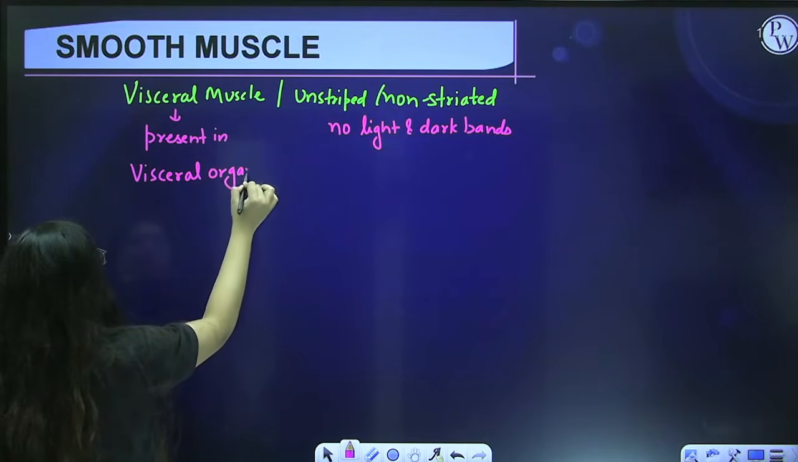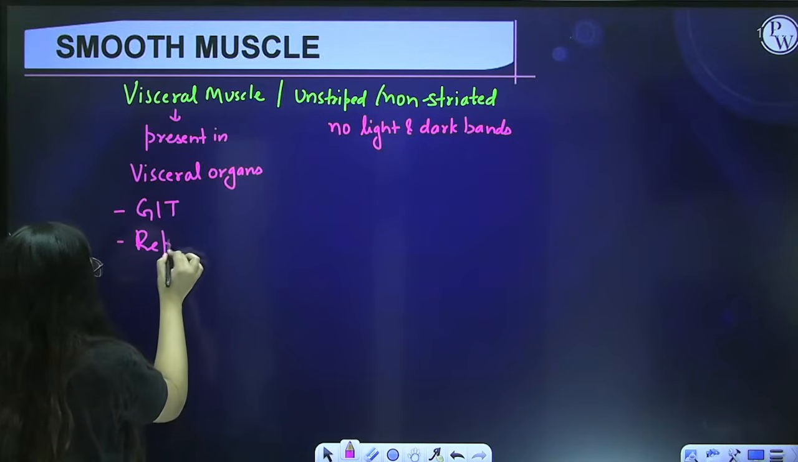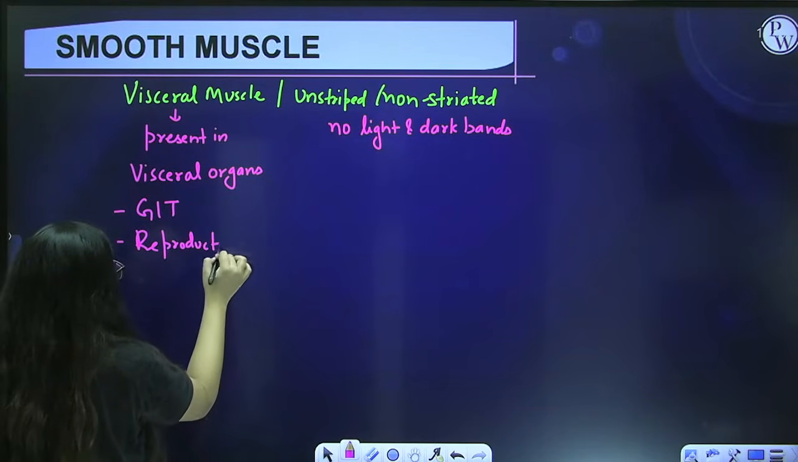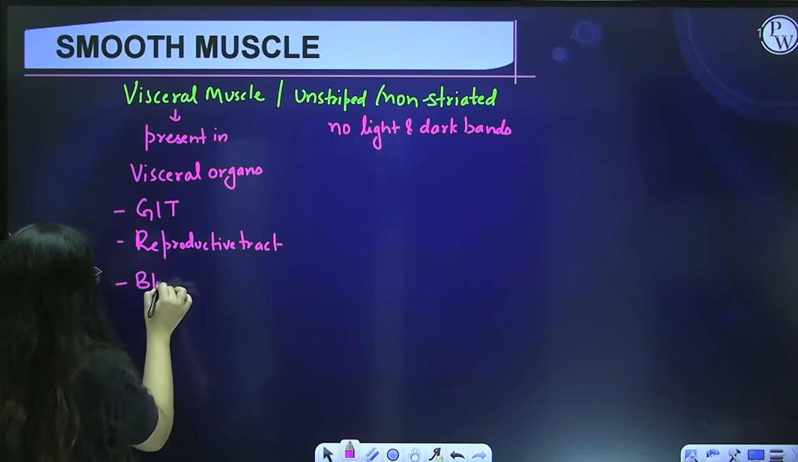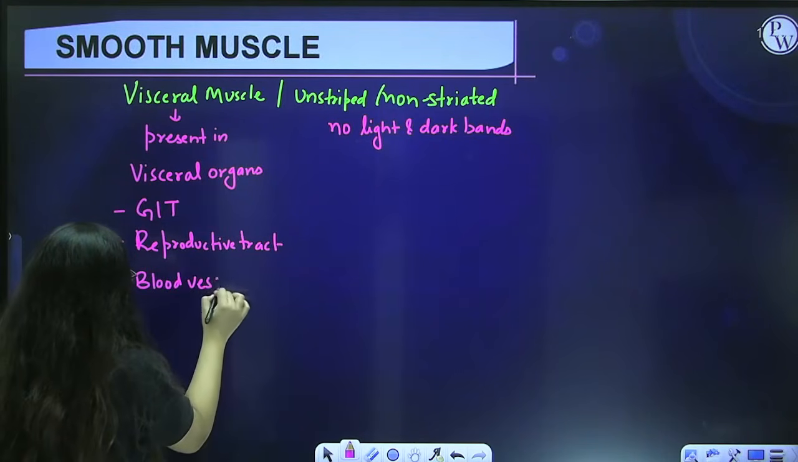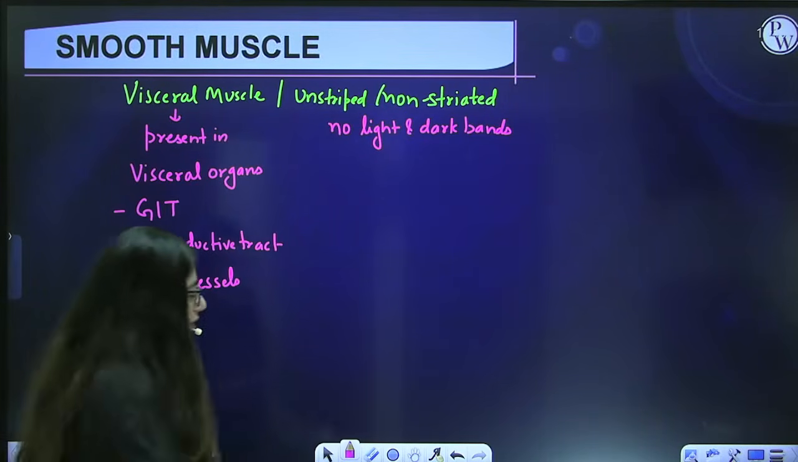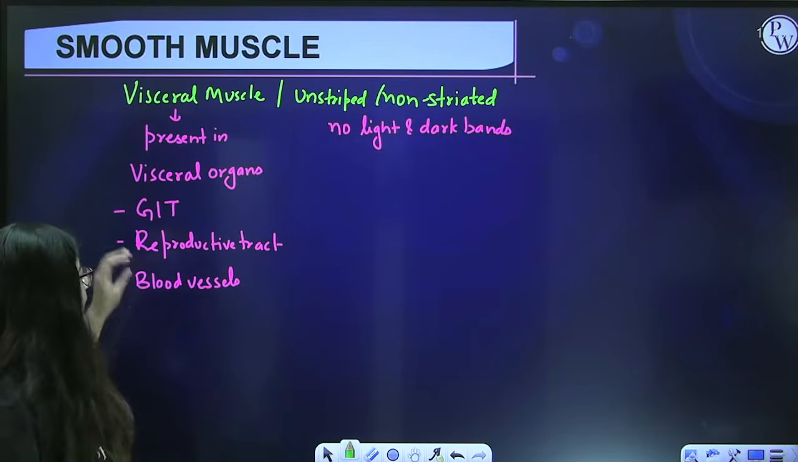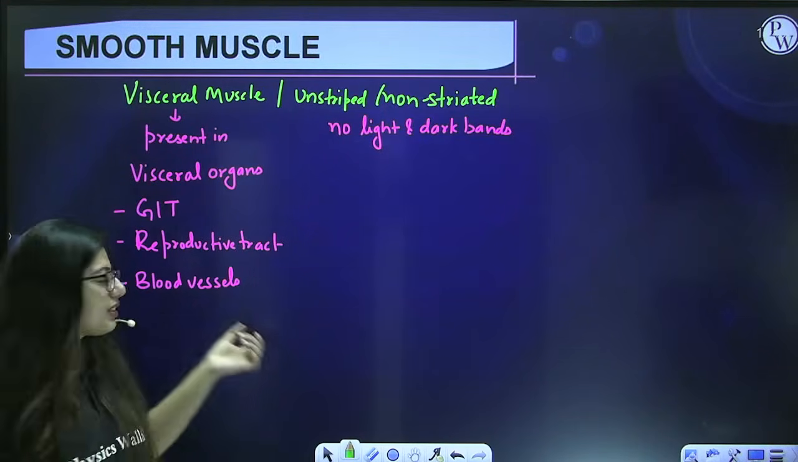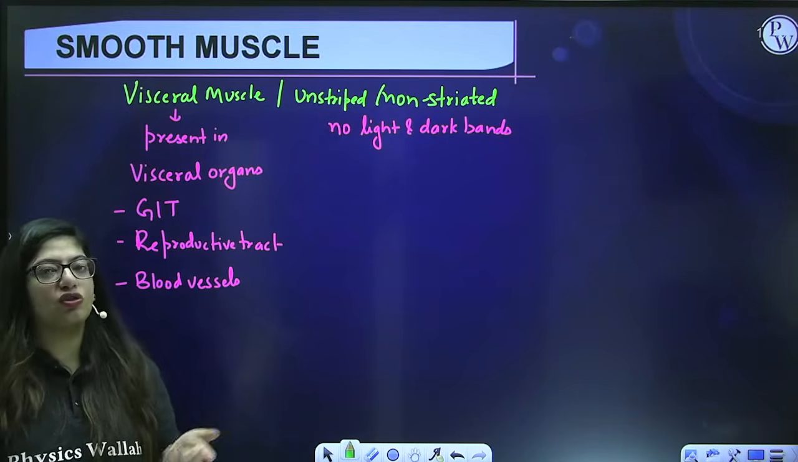Now, what are the organs where it is present? Like your gastrointestinal tract, reproductive tract, and your blood vessels. What's the purpose there? It will always lead to the movement of things. Like in the GIT, movement of food. Like in the reproductive tract, movement of gametes. Like in the blood vessels, obviously the pumping action leads to the movement of blood.